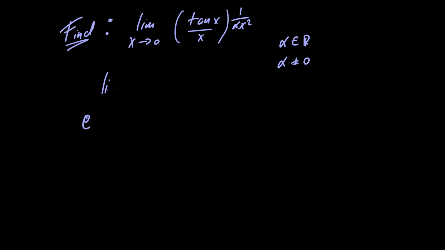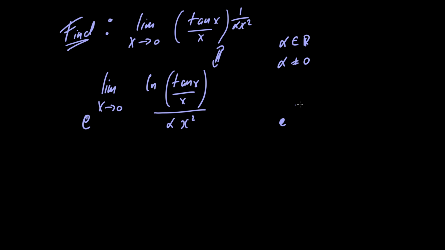e raised to the limit as x approaches 0 of the natural logarithm of tangent of x divided by x, all divided by alpha multiplied by x squared. Now, these two expressions are equivalent because e raised to the natural logarithm of x is just equal to x, and all we've done is moved the limit inside the exponential function as the exponential function is continuous, and used the power rule for the natural logarithms to bring the power down to the front.